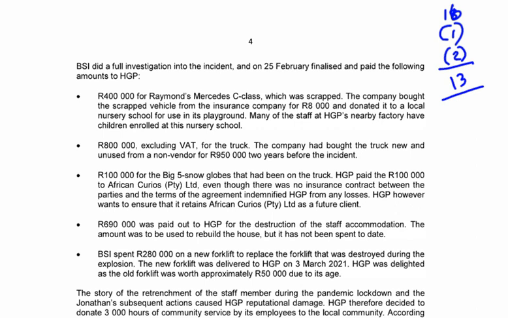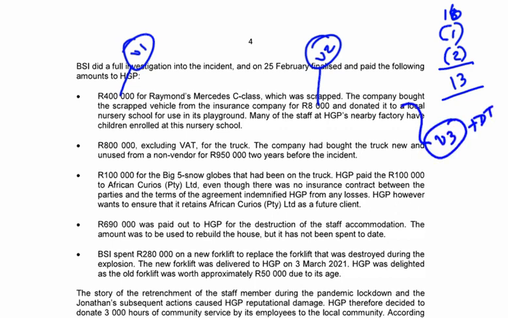So let's see how many transactions there are. Remember, it's VAT and donations tax. So 400,000 Rand for Raymond's Mercedes. That's the first VAT entry. The company bought the scrap vehicle from the insurance company for 8,000 Rand. That's VAT number 2. Okay, and then donated it to a local nursery school. There could be VAT 3, plus there could be donations tax 1 over there.